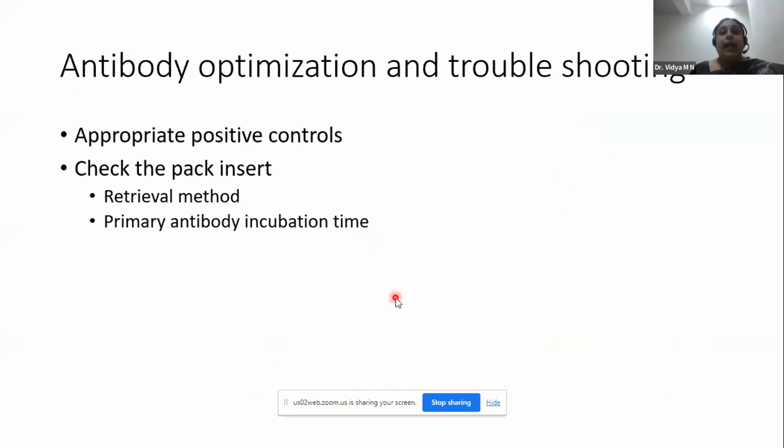So let's come to antibody optimization and troubleshooting. Once you have recognized an appropriate positive control, you need to check the pack insert and accordingly set up your retrieval method, what kind of buffer you're going to use, and the primary antibody incubation time. Generally, the primary antibody incubation time can vary anywhere between 10 minutes to even 60 minutes to 120 minutes. It depends on how you have standardized and what is the type of antibody that you have used.